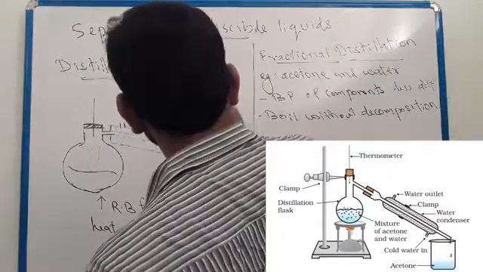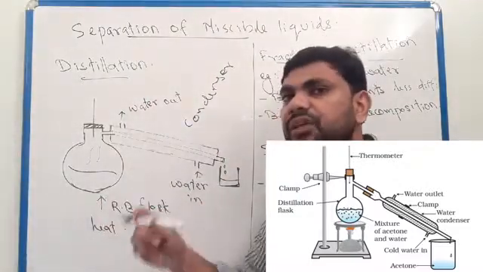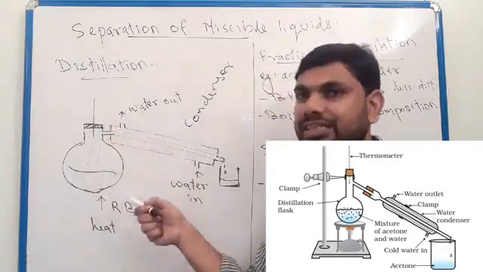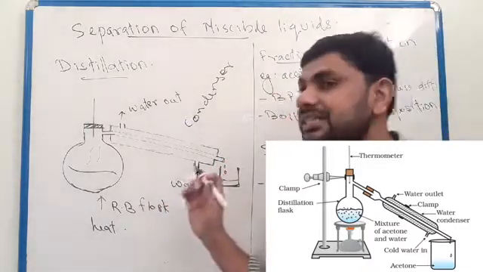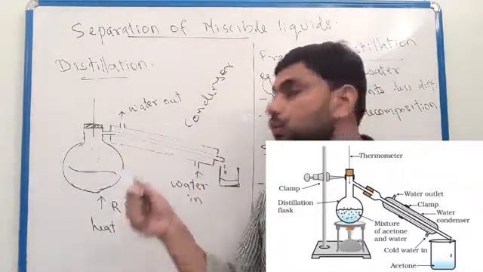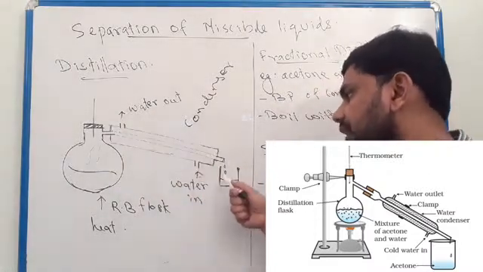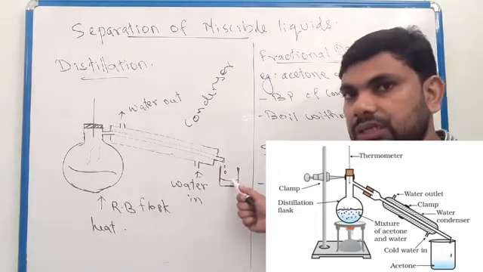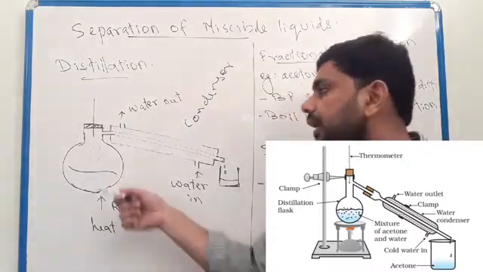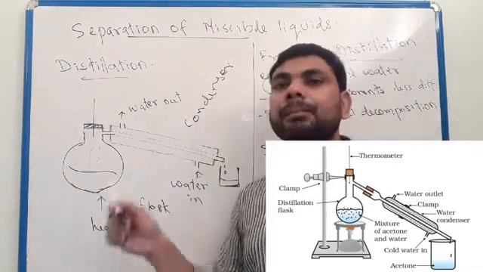Okay, so after heating, the component with a lower boiling point will change to vapor, and this vapor enters the condenser. The condenser is a special type of apparatus used for cooling, to cool the vapor. After cooling, the vapor changes back into the liquid state. So liquid acetone or liquid alcohol, the component with the low boiling point, will again change to liquid state. This way we can separate miscible liquids.